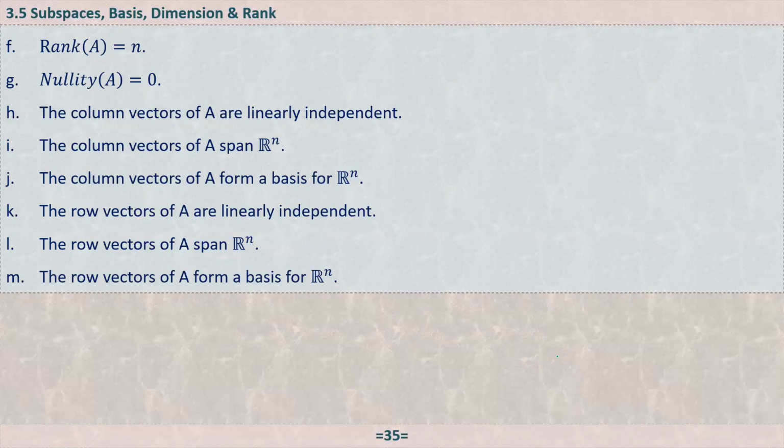It means that it has N leading ones. That means that each column is a standard unit vector, so all columns are linearly independent. And since they are standard unit vectors, they span Rn, and the column vectors of A form a basis for Rn. Why? Because they span Rn and they are all linearly independent. That's why they form a basis for Rn. And the row vectors of A are linearly independent, and they span Rn. The row vectors of A form a basis for Rn.